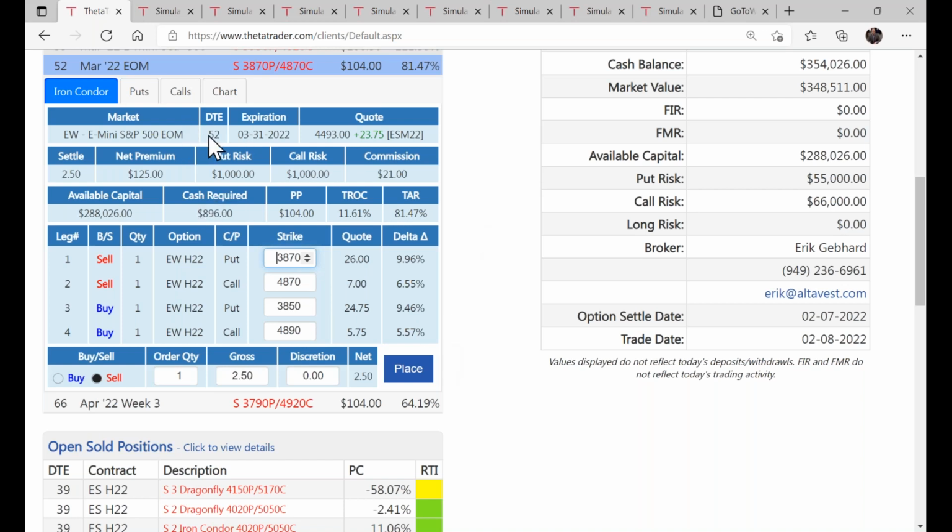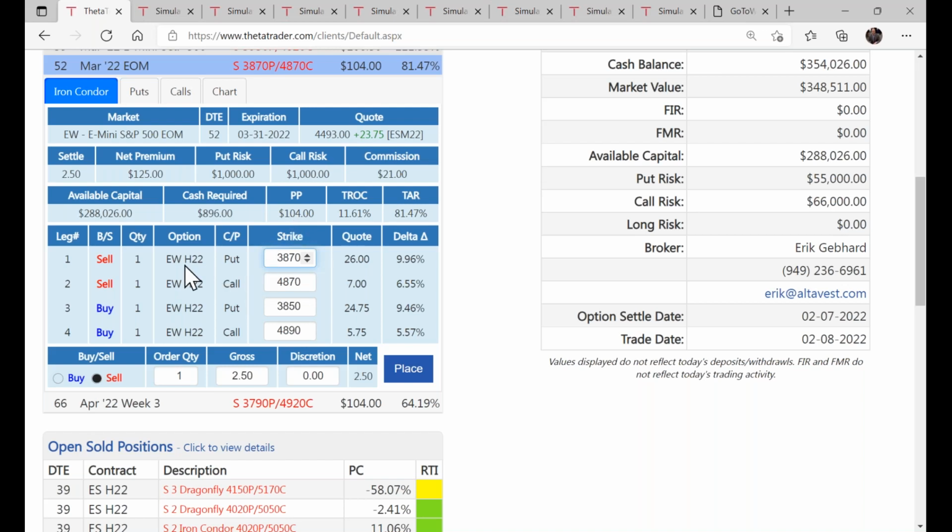So you'll see there's 52 days till expiration. Here's the expiration date, the net premium being collected, the risk for the puts, the calls, the commission, the cash required, the profit potential. Let me focus here for a second. Cash required is $896 and your profit potential maximum at expiration is 104. So your targeted return on cash, just over 11%, targeted annualized return. And here's the question. You're going to use almost $900 to try to make a maximum of 100. And that seems a little bit asymmetric, sort of in an unfavorable way. But remember, these are higher probability outcomes.